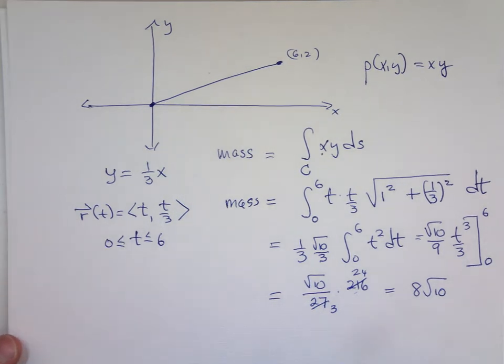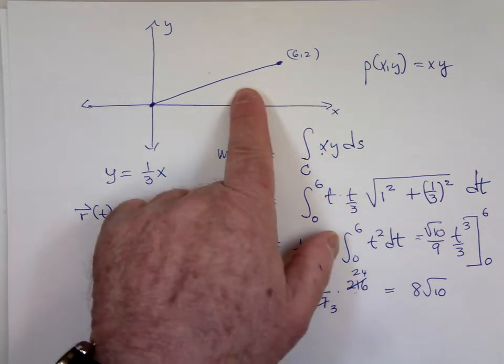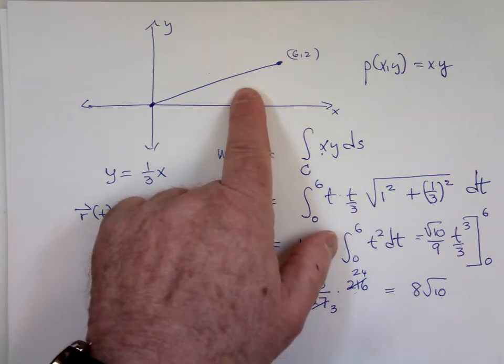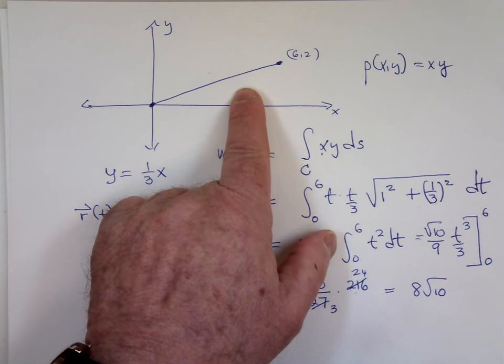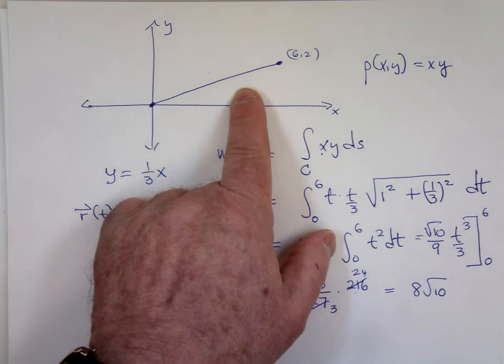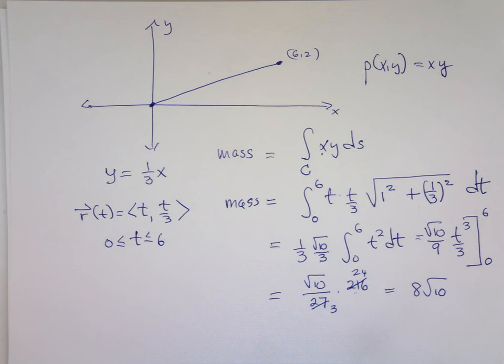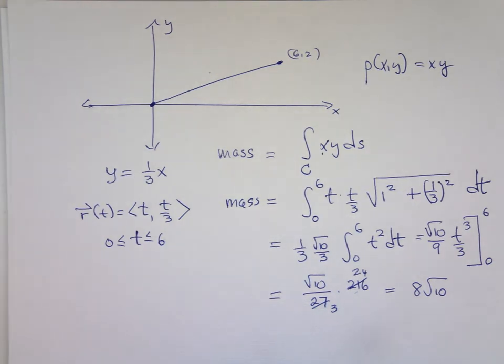But here's the thing. Liam gave us that parameterization, and it worked out really well. Let's suppose somebody else used a different parameterization. After all, how many parameterizations of this path are there? There's an infinite number of parameterizations. Let's do a different parameterization and see what happens to our mass. Now the only rules are these. We have to start at (0, 0), we have to end at (6, 2), we have to stay on the linear path. That's it.